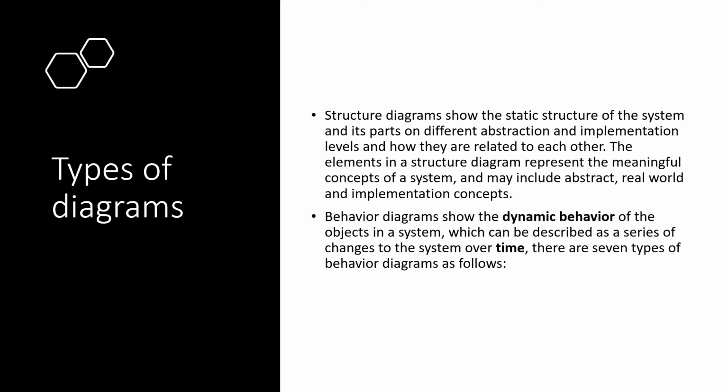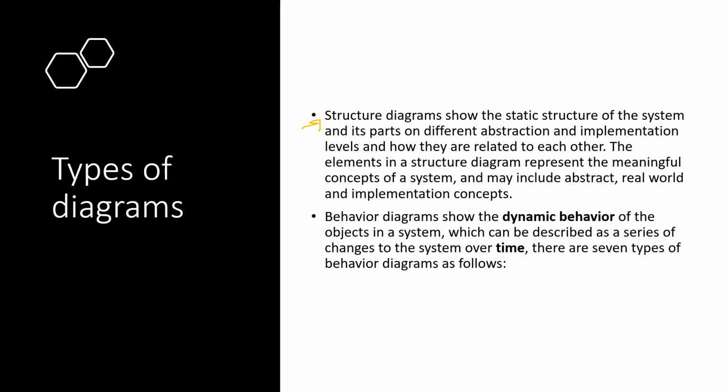There are two major types of diagrams. One is the structural diagram and the other is the behavioral diagram. The structural diagram will show the static structure of the system and its parts on different abstraction implementation levels and how they relate to each other. The elements in the structural diagrams are meaningful for the concept of system structure, and they do not give you each and every part of the perspective, but an abstract and real world implementation of the concepts.